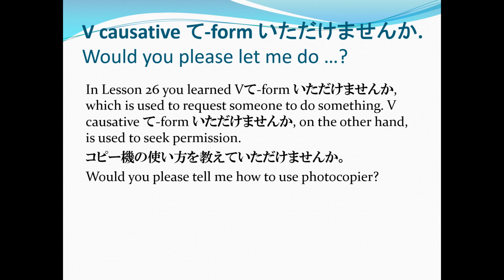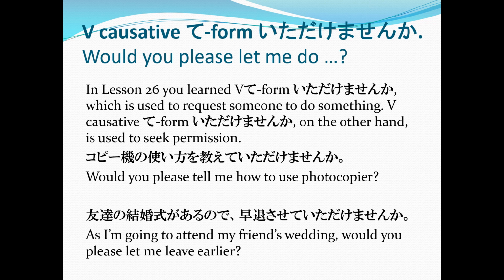Example, kopii kikai no tsukai kata o oshiete itadakemasen ka? Would you please tell me how to use the photocopier? You're not requesting someone to tell you, you are asking permission if they could tell you how to use it. And another example, tomodachi no kekkonshiki ga aru node sotai sasete itadakemasen ka? As I'm going to attend my friend's wedding, would you please let me leave earlier?